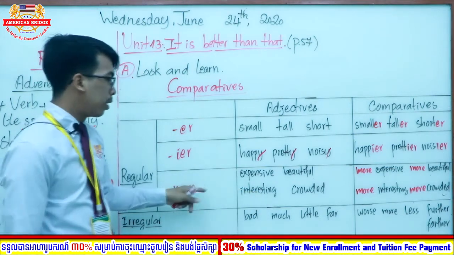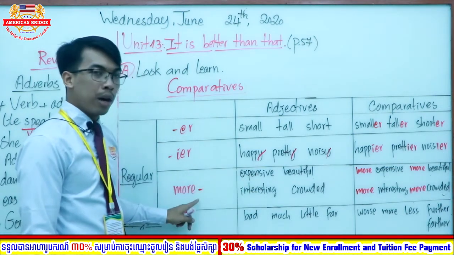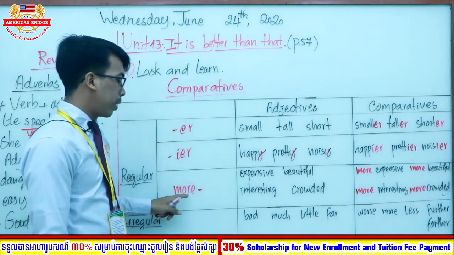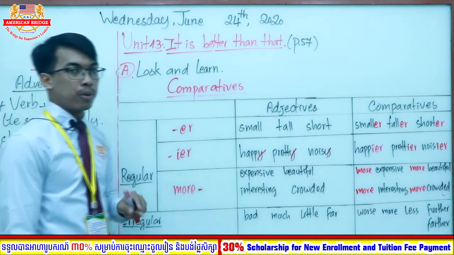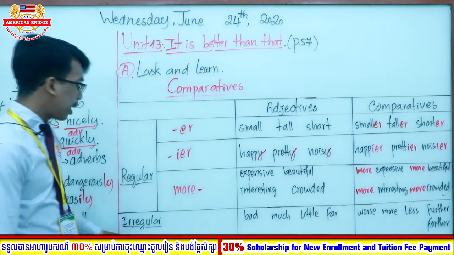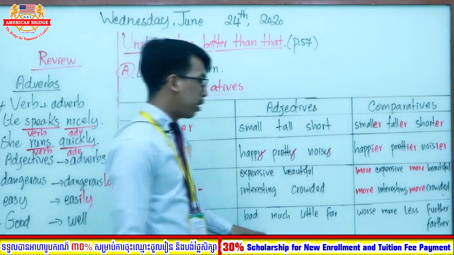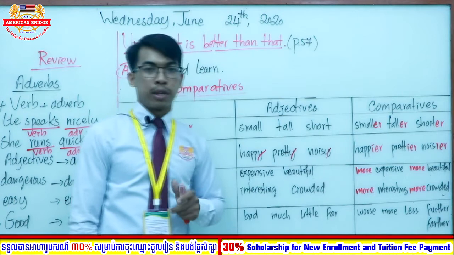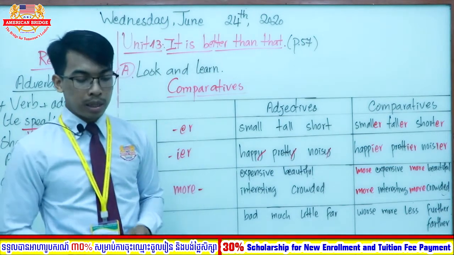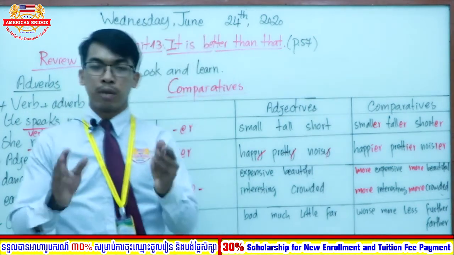We cannot put it like expensive more, right? We cannot use it like this. We put more expensive. Okay. Very good. And move to the last, irregular. So you have to remember how the adjective changes to the comparative. Okay, everyone? Very good. Teacher believes that you can catch up well about the lesson for today.